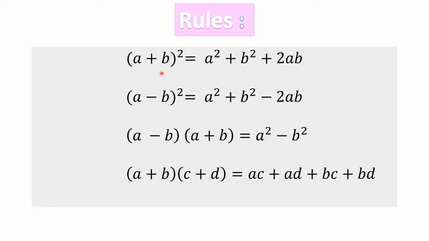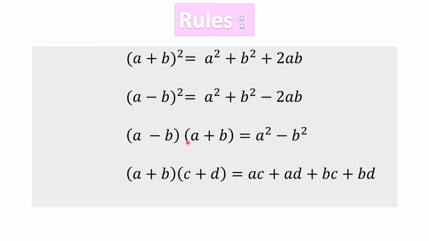The first rule is (a plus b) the whole square, which is a square plus b square plus 2ab. So whenever you see (a plus b) the whole square, you can use this, or whenever you see this, you can use this, right? So this is the first equation. Then the corresponding subtractive equation of this is (a minus b) the whole square, which is also a square plus b square. This sign changes, minus 2ab, right?